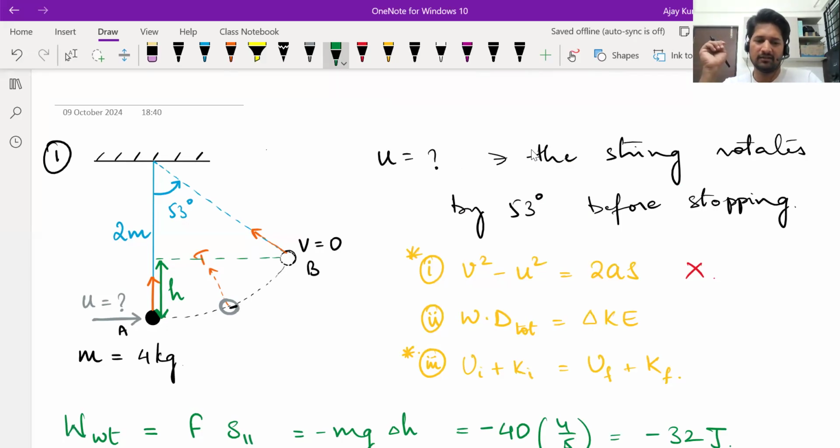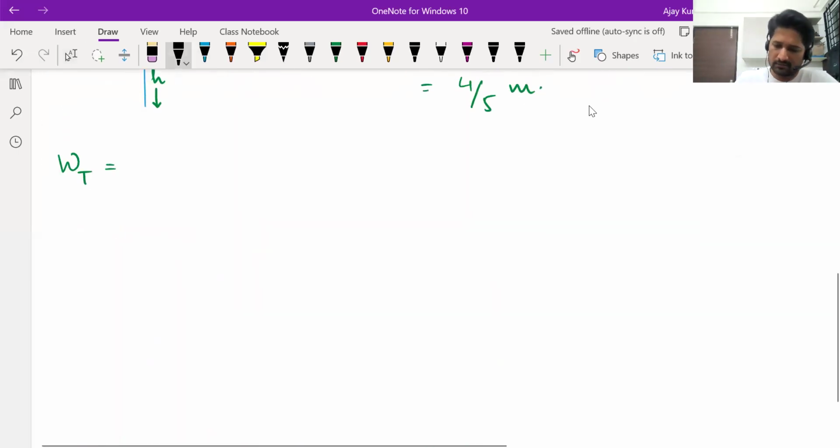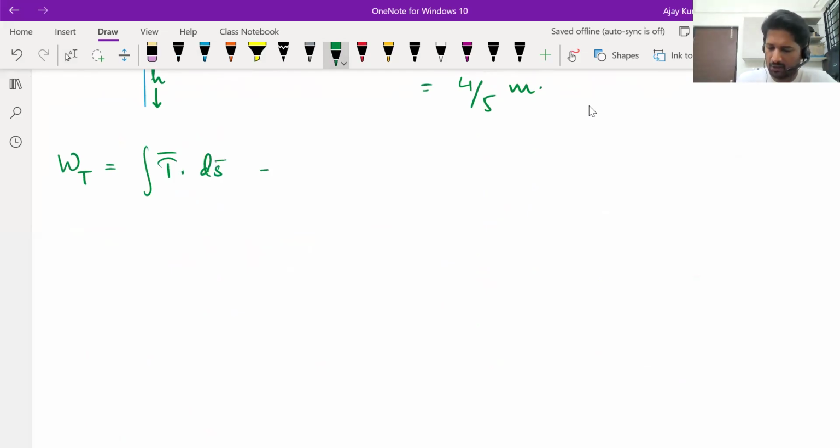Okay, Pawan, you tell. Will tension do any work in this case? If yes, how to calculate? Sir, work done by tension equals 0. Why will it be 0? Sir, displacement and tension make 90 degrees. Okay. Tension and displacement are perpendicular to each other at any instant. Therefore, the work done by tension will be 0 in this case. So integral T dot ds, and dot product between perpendicular vectors is 0.